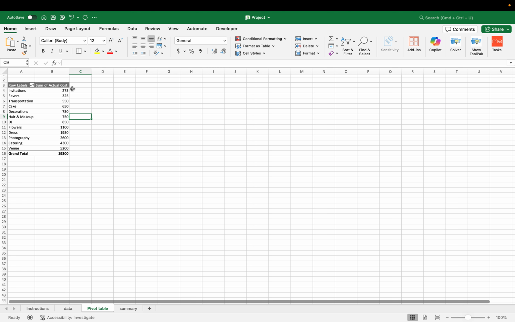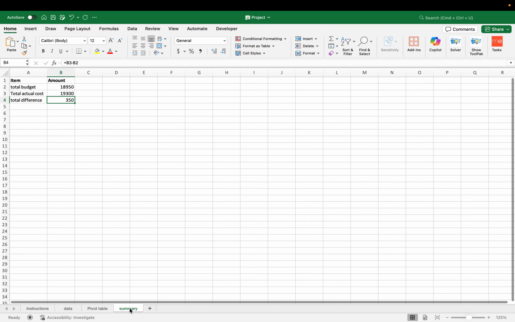So this went from lowest to the highest amount. So obviously we can see that the venue was the most expensive category. So it just makes it easier to analyze the data set and understand it.